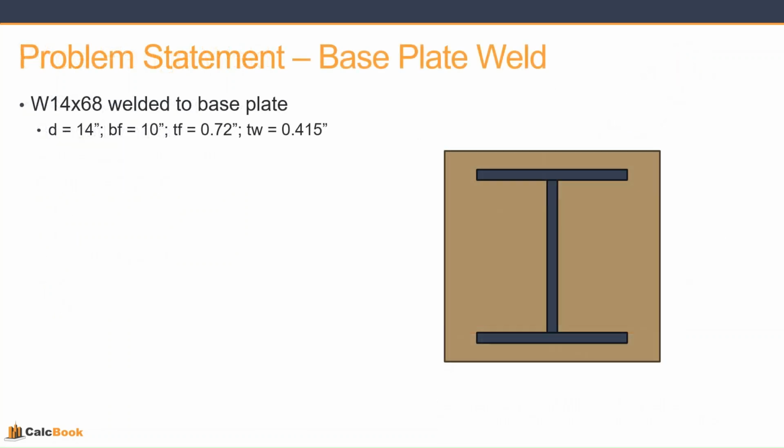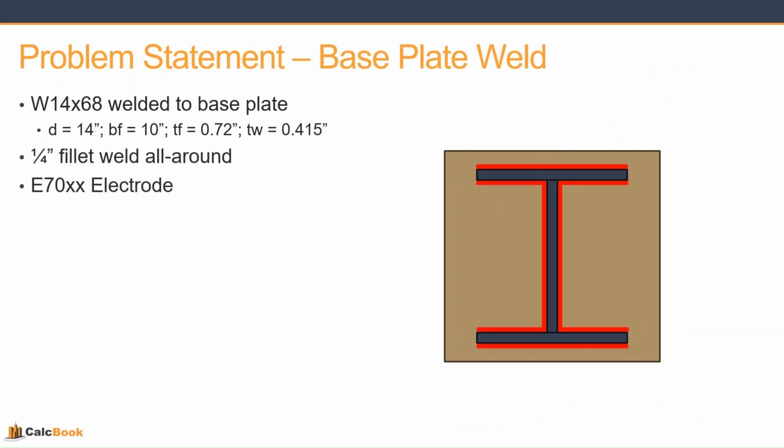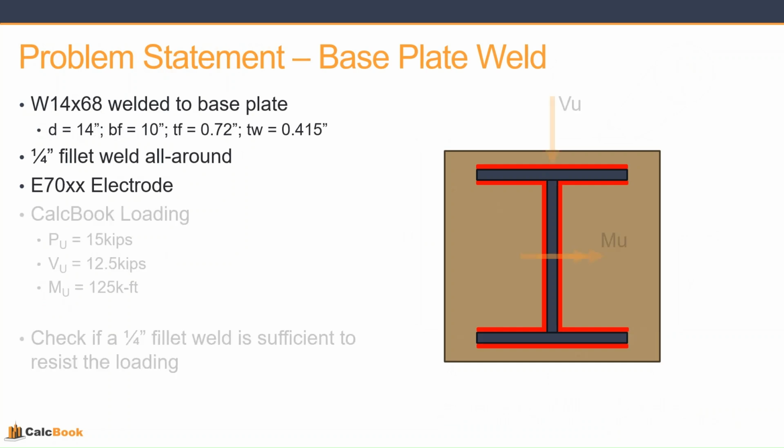So let's take a look at our problem statement today. We're going to be looking at a base plate weld. Pretty typical. So we have a W14 by 68 column welded to a base plate. We have some parameters there for the W14, the depth, flange width, flange thickness, and web thickness. We are going to start with an assumption of a quarter inch fillet weld all around using E70 electrodes.